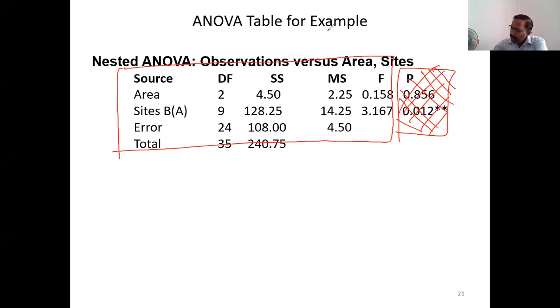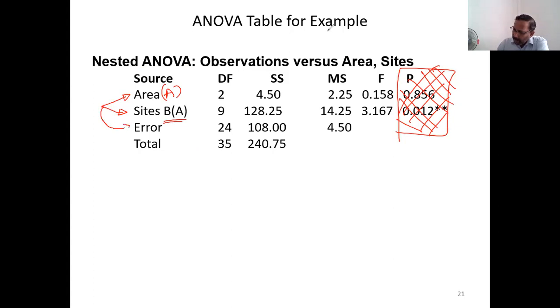Looking at the table, you see here the sources of variance: area, then sites within the area, so that is why I have put area. You have factor A, then you have sites, which is B, within the area, then you have error and the total. So this is actually a two-factor situation, area and the site, right? We can find out the degrees of freedom using the formula.